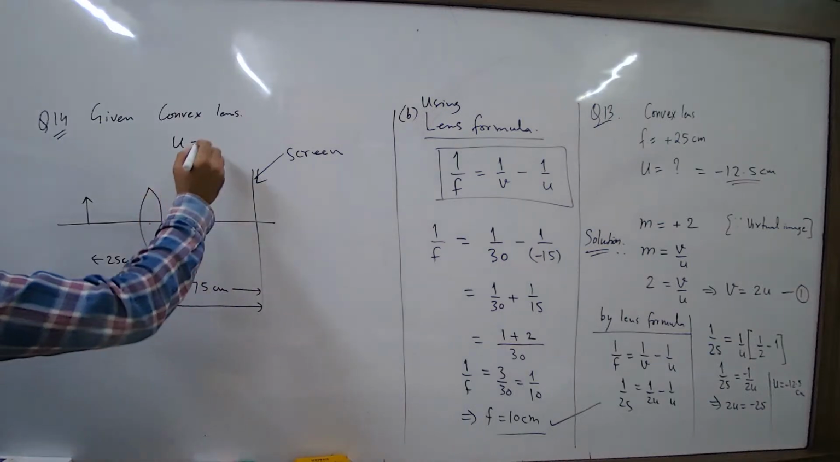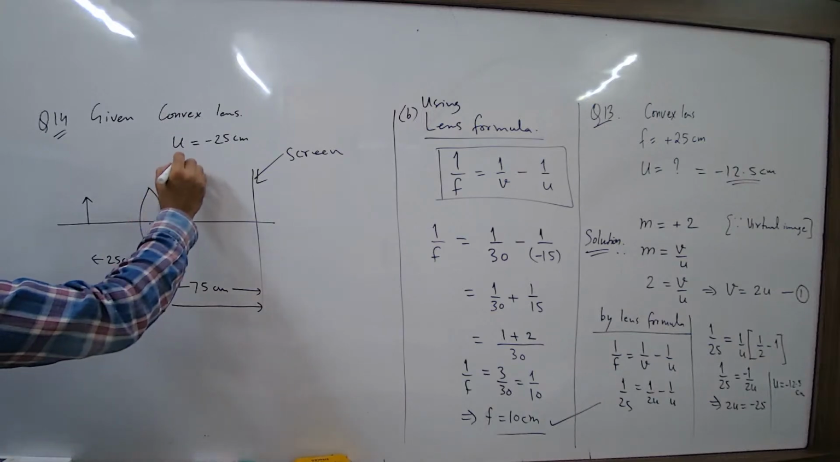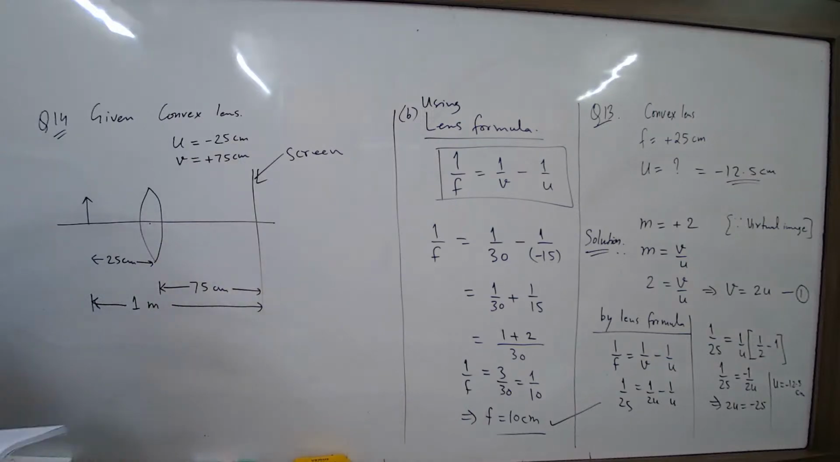So therefore, what is U? U should be minus 25 centimeters. V should be plus 75 centimeters. So what do we have to obtain now? Find the focal length and the magnification. What is the focal length? Focal length will be 1 by V minus 1 by U. So this will be 1 by 75, 1 by, what is U? Minus 25.